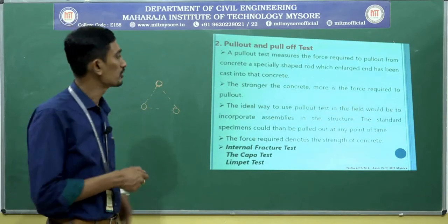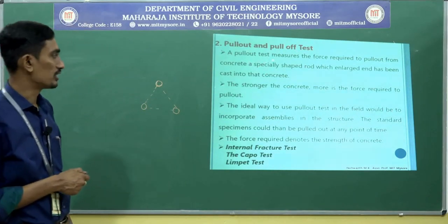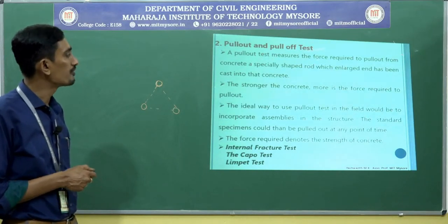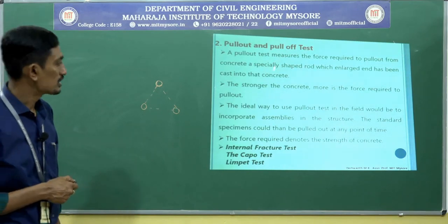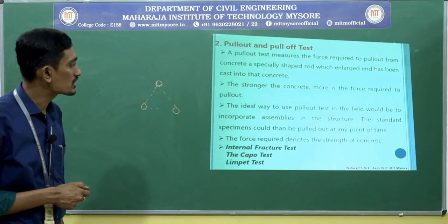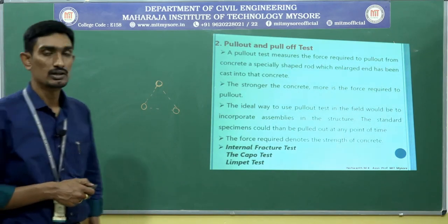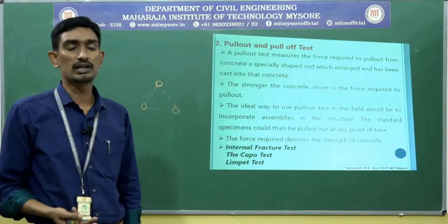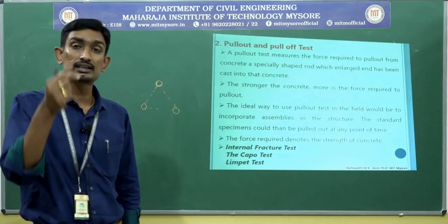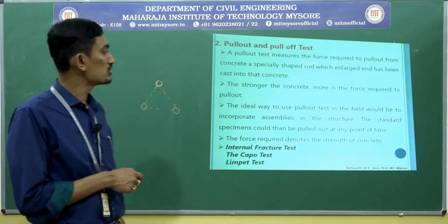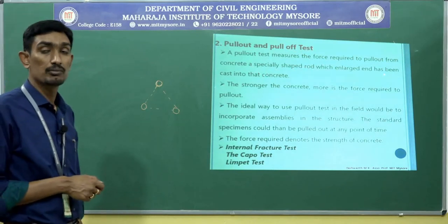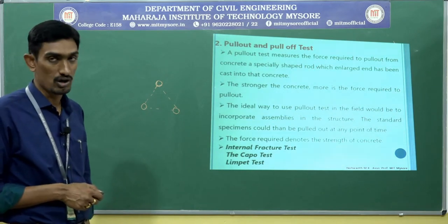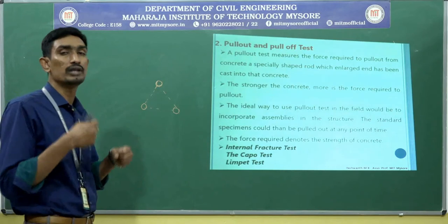Next is the pull out and pull off test. Let us see what that is. A pull out test measures the force required to pull out from the concrete a specially shaped rod which is enlarged and has been cast into the concrete. It is an improved version, one more method. There you used to insert the probes inside the concrete member. Here, using a different mechanism, you are inserting the rod inside the cast concrete, and later on you are going to pull it out.